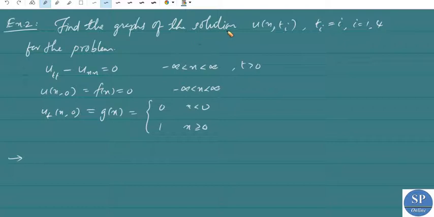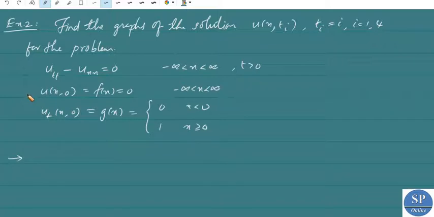Find the graphs of the solution u(x, t_i) for t_i equal to i, for i equal to 1, 4, for the problem u_tt minus u_xx equal to 0, minus infinity less than x less than infinity, t greater than 0, u(x, 0) equal to f(x), which is equal to 0 for minus infinity less than x less than infinity, and u_t(x, 0) equal to g(x), which is 0 for x less than 0 and 1 for x greater than or equal to 0.